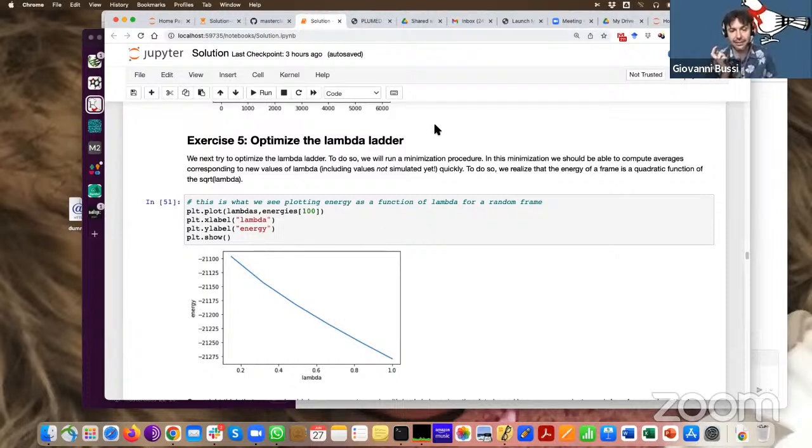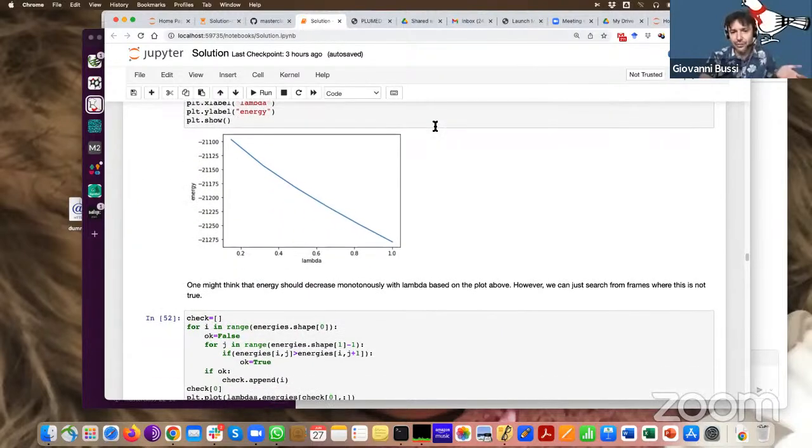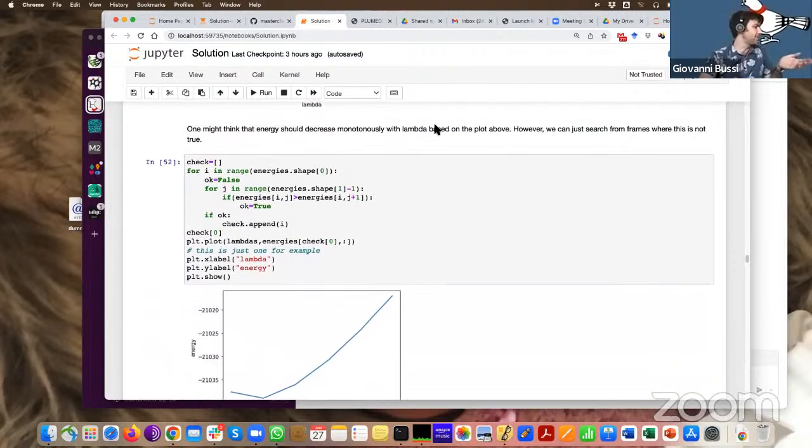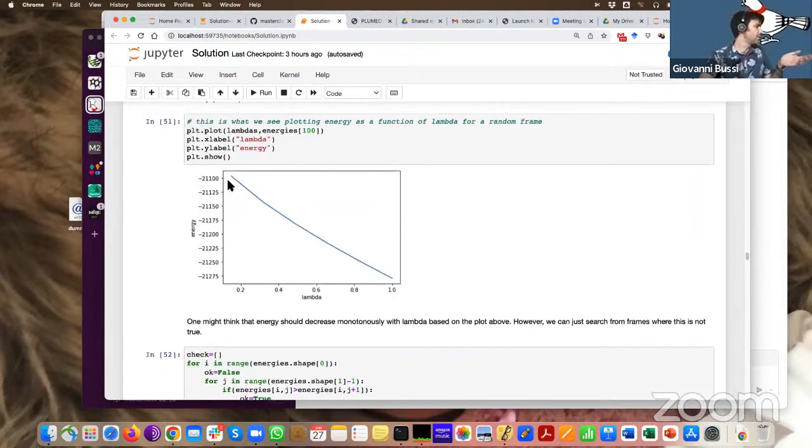Fit a parabola and use that parabola to predict the energy for any arbitrary topology with any arbitrary value of lambda. I was already computing this for 6 topologies, so I can check this. This is just for one of the topologies, I have this behavior. This is for one frame, frame number 100, energy as a function of lambda.